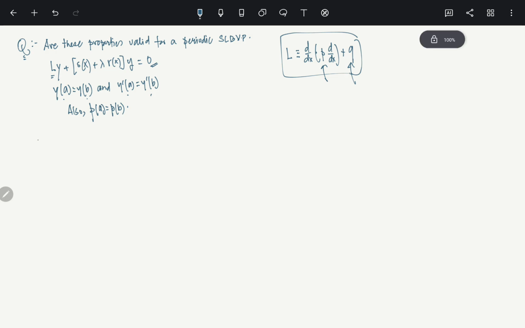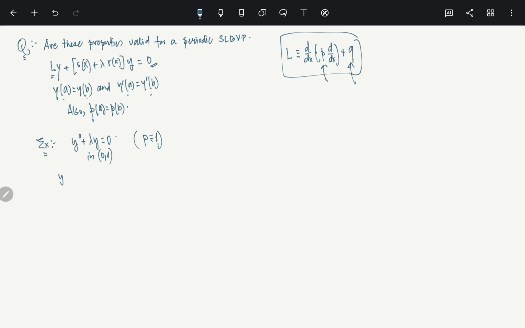Okay. So for example, let's say I give you y double prime plus lambda y equals 0. Here p is equivalent to 1, so p of a has to be equal to p of b. So let's say this is on (0, 1).